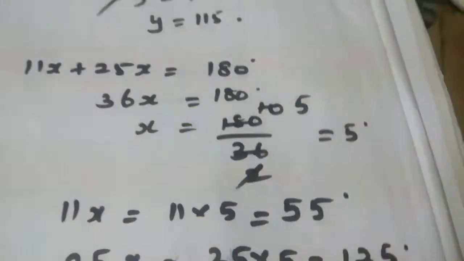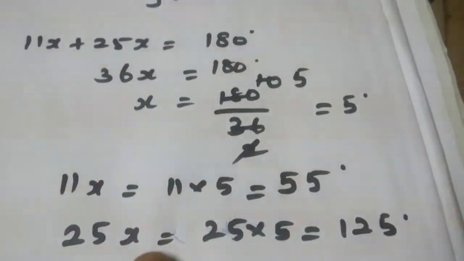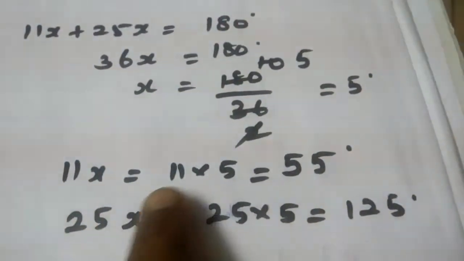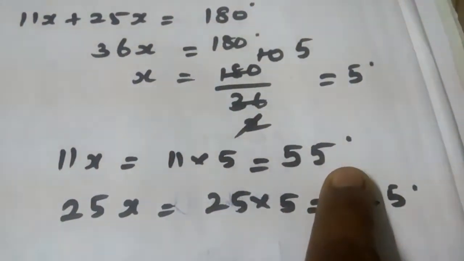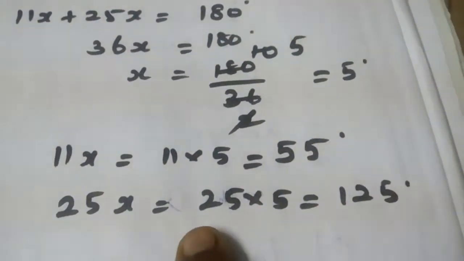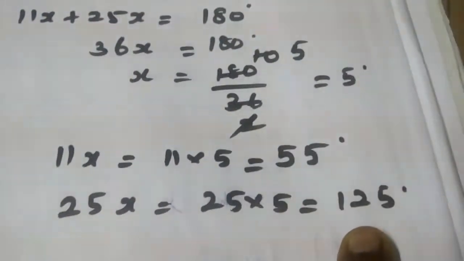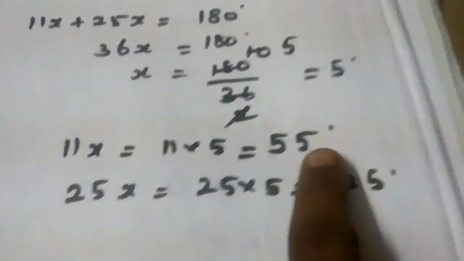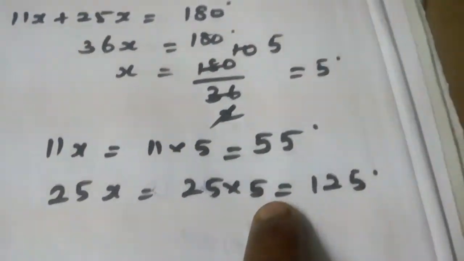Now I should know what the 11x value and the 25x value are. 11x is equal to 11 into 5, so you get 55 degrees, and 25x is equal to 25 into 5, so you get 125 degrees. It is clear. So that is the answer for this fourth question.